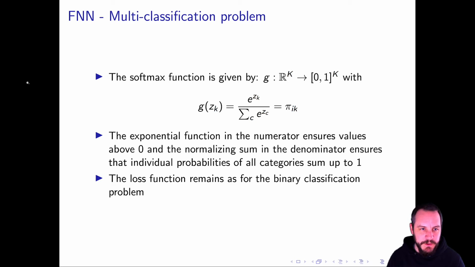But using this function will meet the requirement that each of the probability estimates, so for the ith observation, we will generate probabilities for each category that are between 0 and 1, and that sum up to 1 if we sum over all the probability estimates.